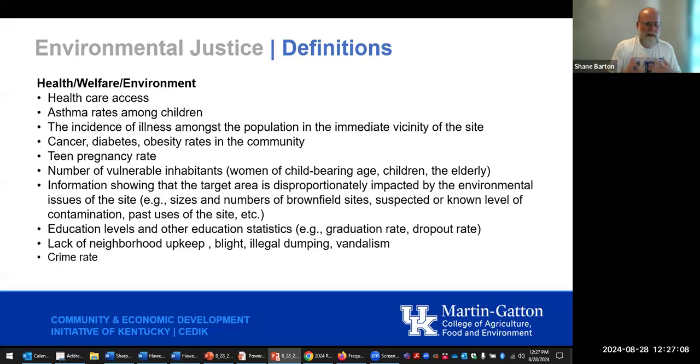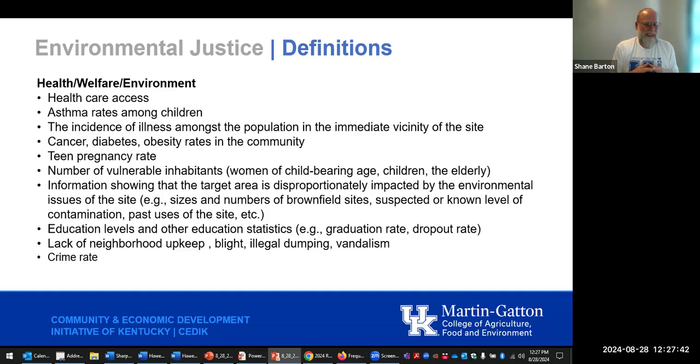And then, we've talked a lot about health and wealth, the environment broadly. Tyler touched on a couple of these pieces. Healthcare access, asthma rates for children, especially those who are still developing or are under 5, the incidence of broad illness or other community health issues. And then again, this idea of vulnerable inhabitants: women of childbearing age, pregnant women, children, the elderly. But don't forget about your education levels and education attainment.